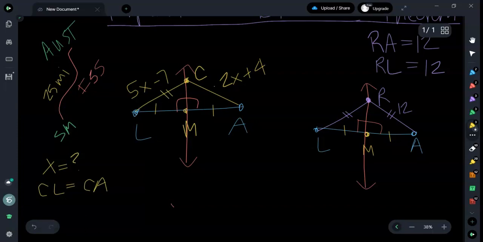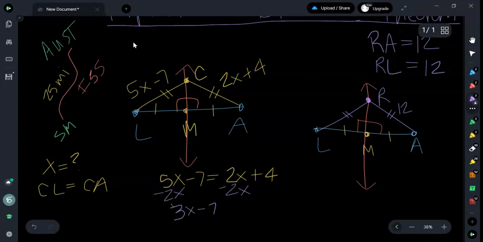We know these two guys are equal because C is where? It's on the perpendicular bisector, so it's the same distance from L as it is from A. So let's solve this. Well, that means I know that 5x minus 7 has to be the same length as 2x plus 4. So I'm just going to set these guys equal to each other and solve this algebraically. So I'm going to subtract the 2x from each side. So I'm going to have 3x minus 7 equals 4. And then I'm going to add 7 to both sides.